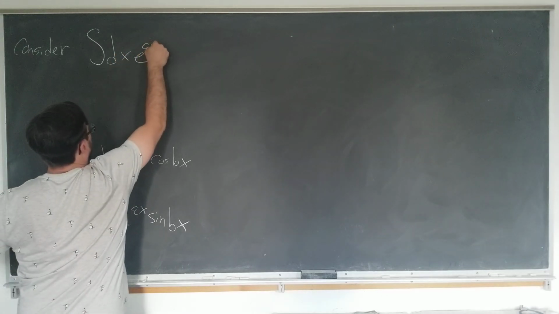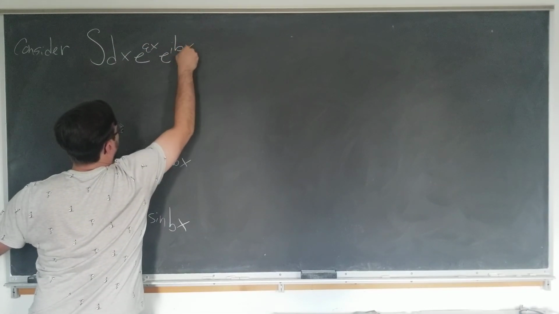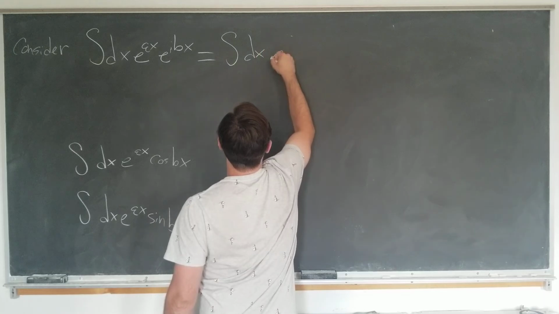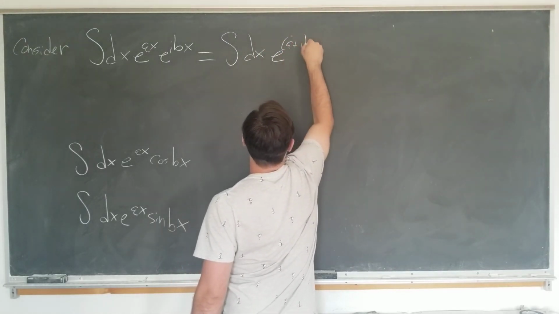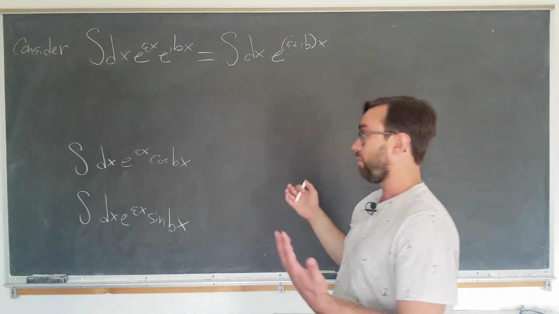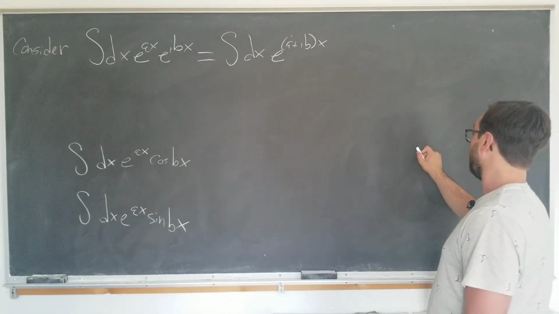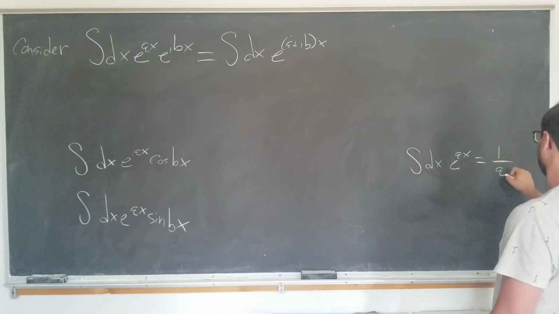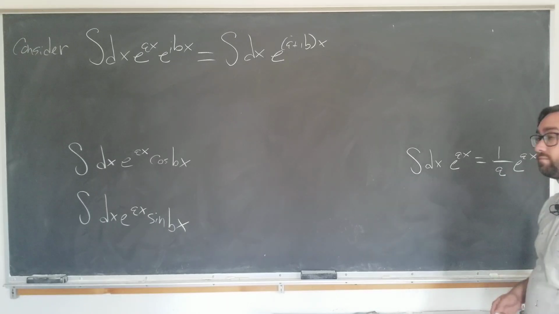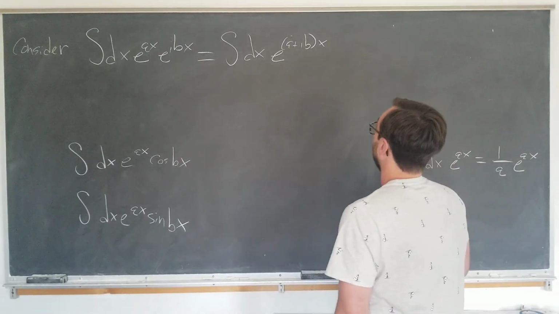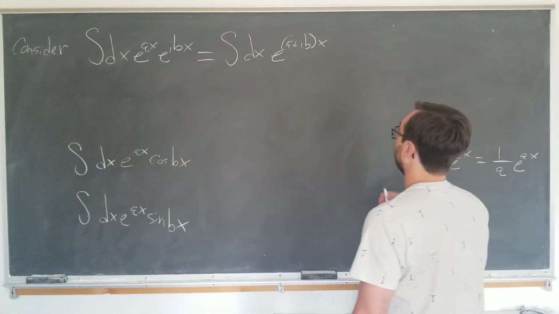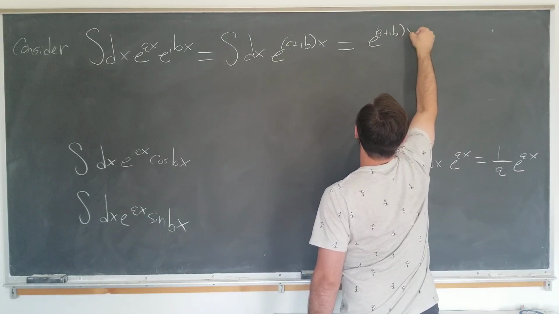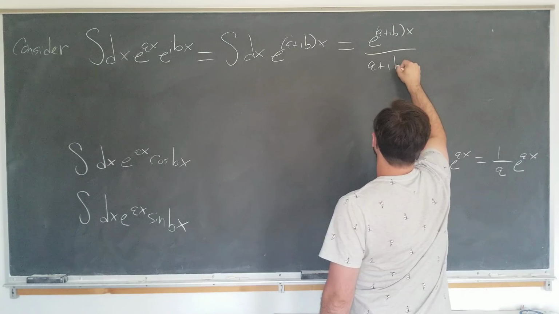That's e to the ax times e to the ibx, which we can of course write as the integral of e to the (a plus ib)x. Same as before, we're just going to evaluate this integral, and now we'll use the rule: if we have an integral of an exponential, it's just 1 over the constant times the original exponential. Totally easy to do. The constant just happens to be complex in this case, but that's okay. It's just going to be e to the (a plus ib)x over a plus ib.